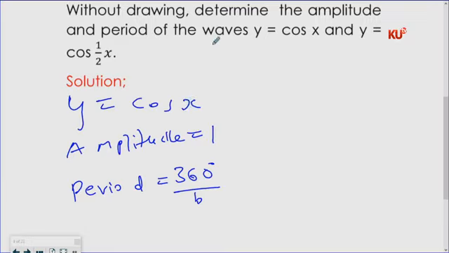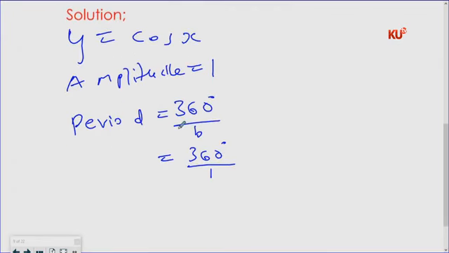In math, you can't write 1x, so you just write x, because if you write x, it means it is only 1x. So there is a 1 here that is silent. So I'll have 360 degrees divided by 1. Of course, you know where this 1 is coming from, because it's the coefficient of x. If you divide 360 degrees by 1, you get 360 degrees, and that is the period for this first wave.